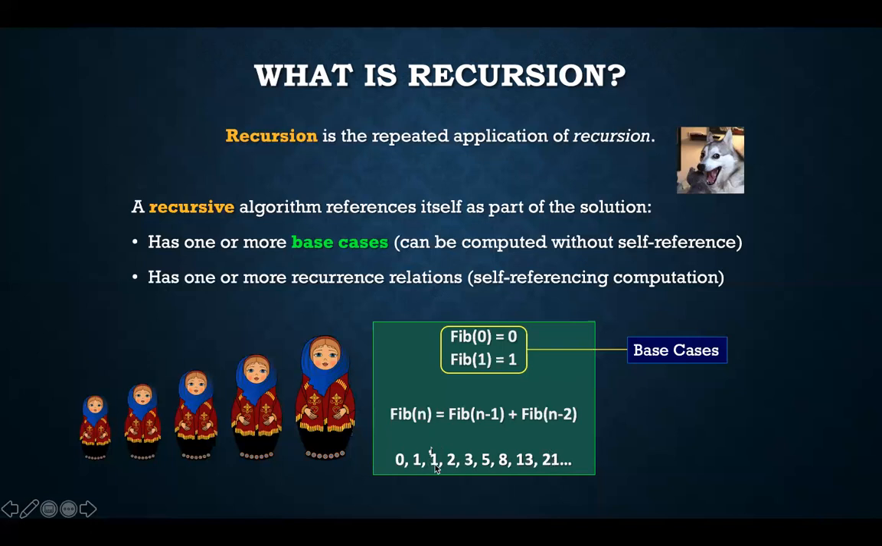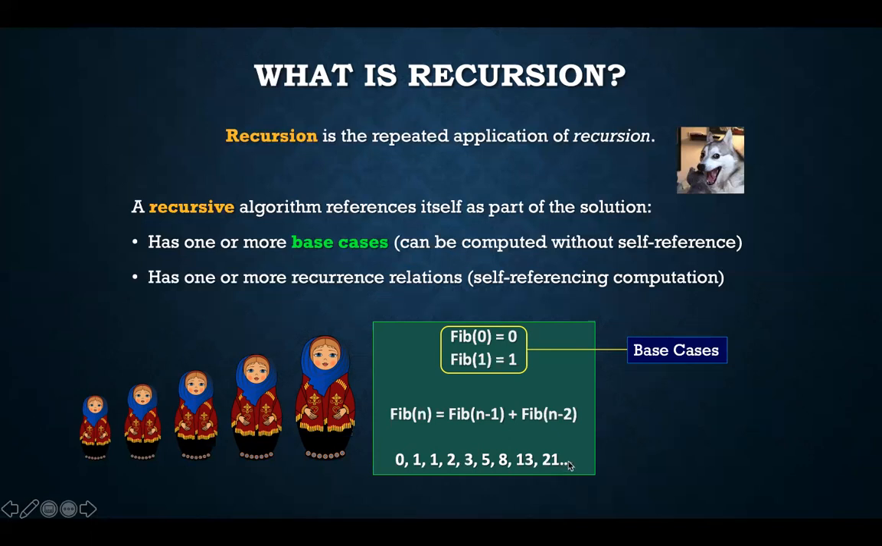If we look at the number at the second position, we get it by adding up 0 and 1, the two numbers before it. If we want to get 2, we add up 1 and 1. For 3, we add up 1 and 2. For 5, we add up the two numbers before it, 2 and 3, and so on and so forth.